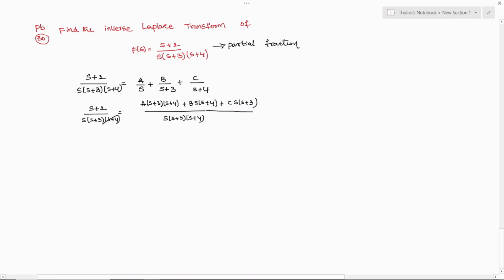That is equal to (s+2) divided by s(s+3)(s+4), so the denominators get nullified. To find the value of B, I substitute s = -3 in the above equation. Then -3 + 2 equals, with the other terms being 0, B times (-3)(-3+4). So -1 = B times (-3)(1), which gives B = -1/3 ... wait, -1 = -3B, so B = 1/3 in magnitude as used later; this is our B value.